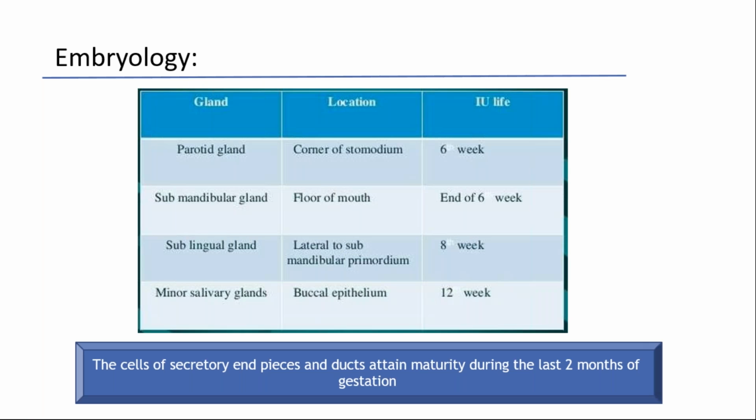Coming to parotid gland, it is developed from the corner of the stomodeum, in the intrauterine life of the 6th week. The submandibular gland forms from the floor of the mouth. It also develops at the end of the 6th week, whereas sublingual and minor salivary glands develop later. The sublingual glands develop from the submandibular primordium, while the minor salivary glands are formed from the buccal epithelium. As minor salivary glands are always present at the base of the tongue or the cheek or the palate, they always form from the buccal epithelium.